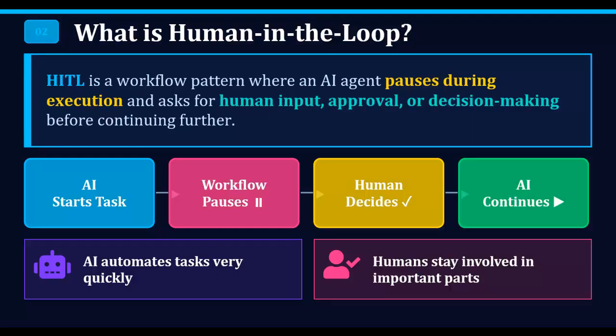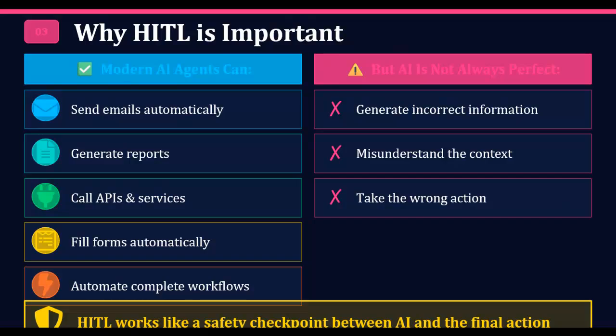This idea is very simple. AI can automate tasks very quickly, right? But humans still stay involved in important parts of the workflow. Human in the loop becomes important because modern AI agents can send emails automatically, generate reports, call APIs and services, fill forms automatically, and automate complete workflows. But AI is not always perfect. Sometimes it may generate incorrect information, misunderstand the context, or take the wrong action. That's why human in the loop works like a safety checkpoint between AI and the final action.